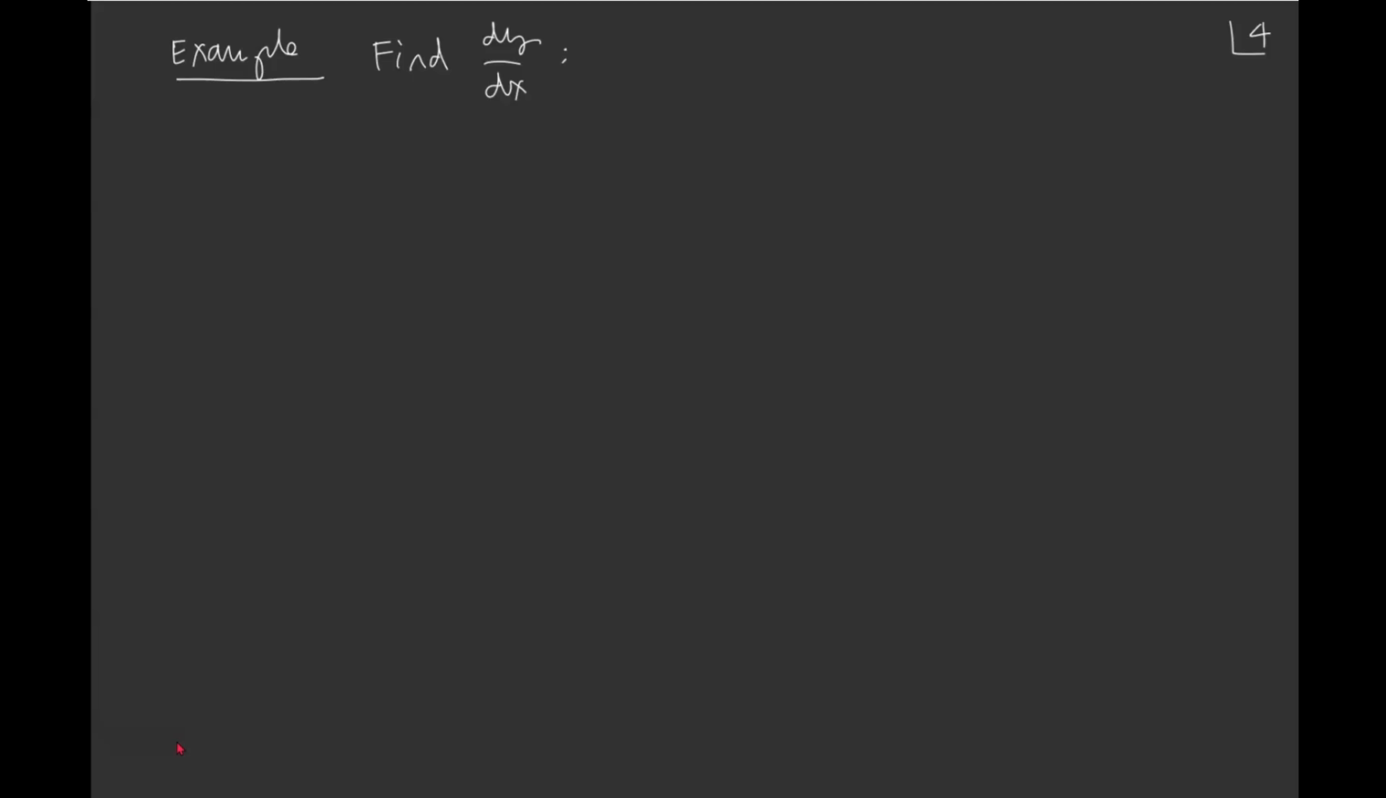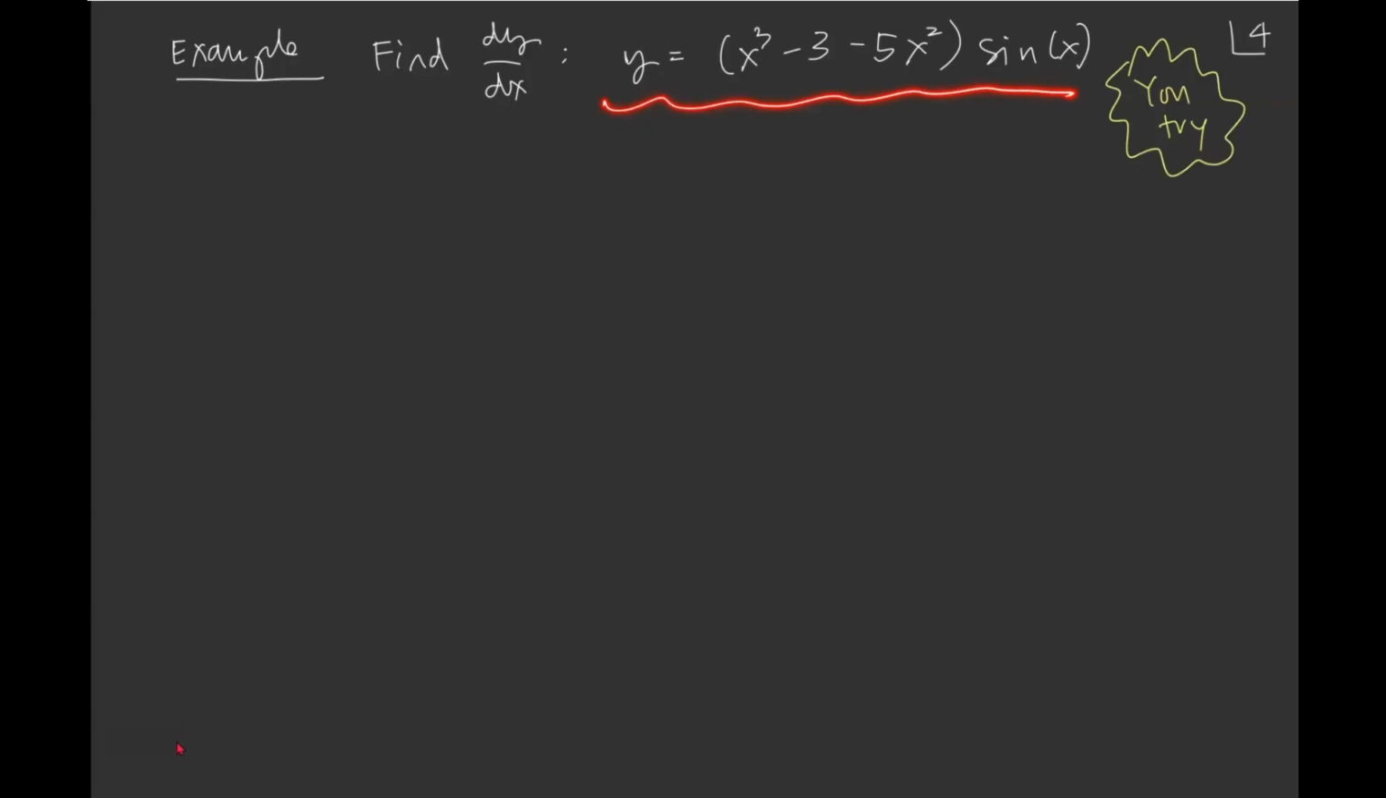Okay, our next example is going to be find dy dx if y equals x cubed minus 3 minus 5x squared times sine of x. And this one would be a good one for you to try before you see the solution. So just go ahead and pause the video and get the derivative of this one on your own. It's obviously a product. We have this times this, and see what you get. Okay, so you've paused the video and you've found the derivative, and now we'll do it together just to see if we get the same thing.